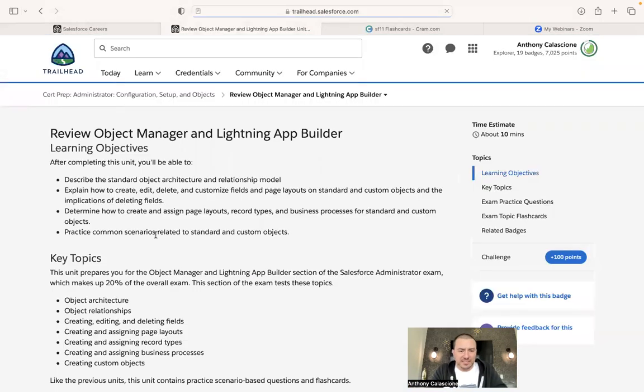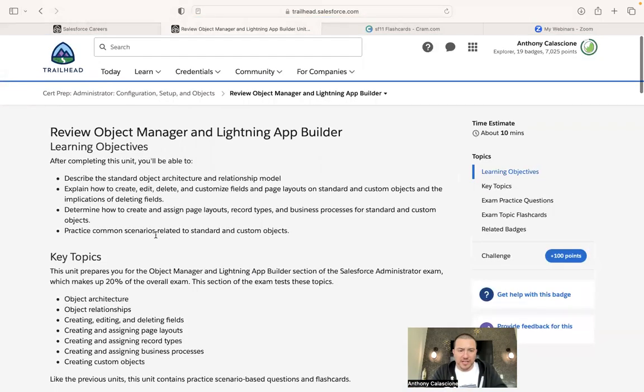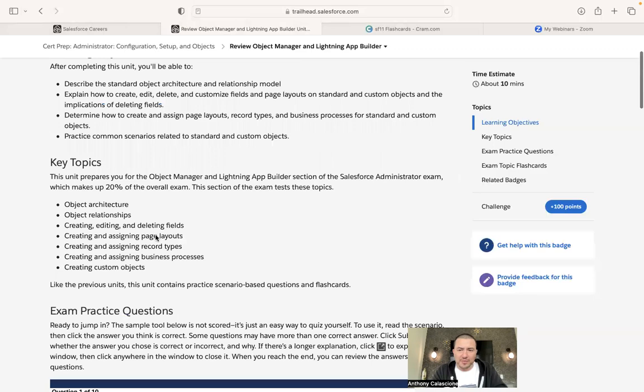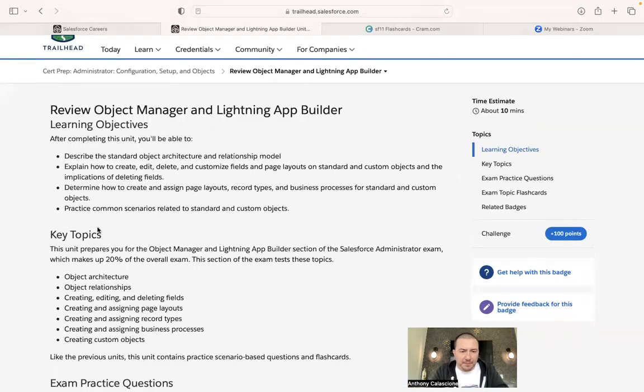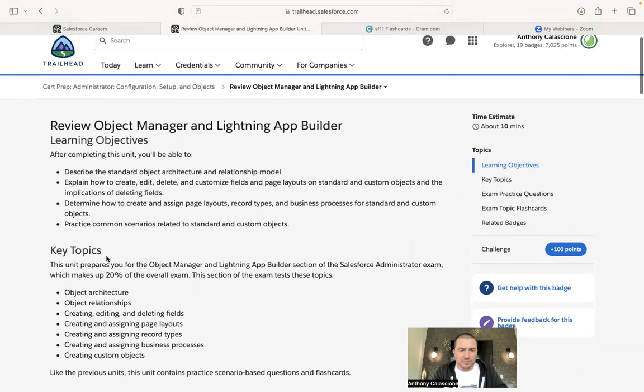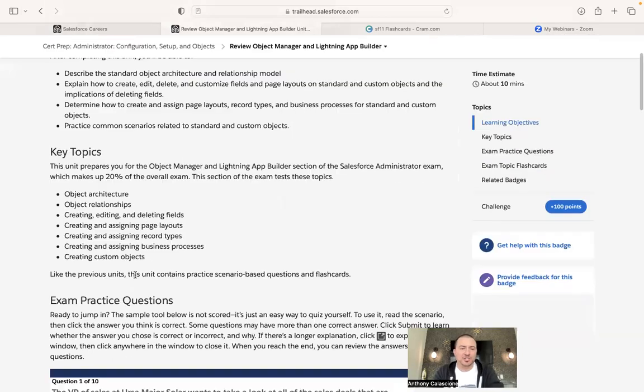Now the next one is the same with the flashcards, right? So now that we know, we have to take a look at the top key topics. Okay, so first, Object Manager and Lightning App Builder of the Salesforce Administrator exam, which makes up 20% of the overall exam. Object architecture, object relationships, creating, editing, and deleting fields, creating and assigning page layouts, creating and assigning record types, creating and assigning business processes, creating custom objects.